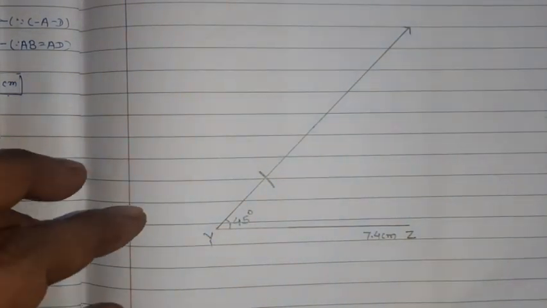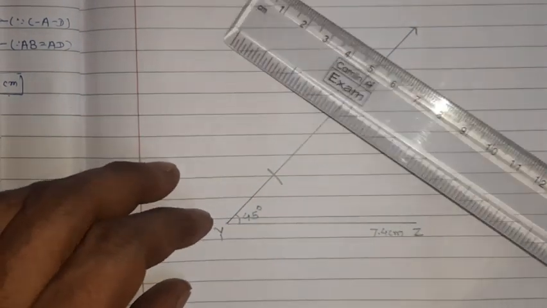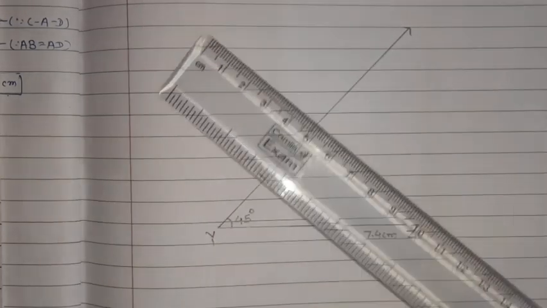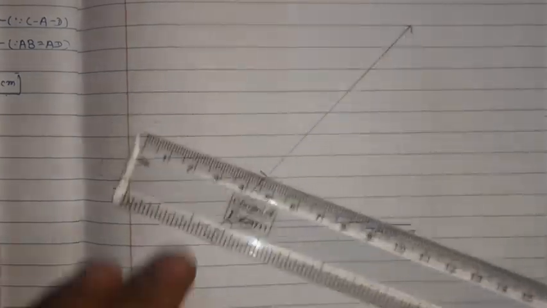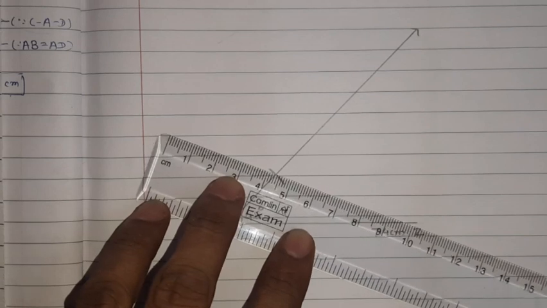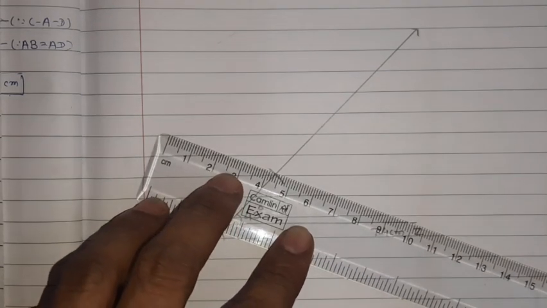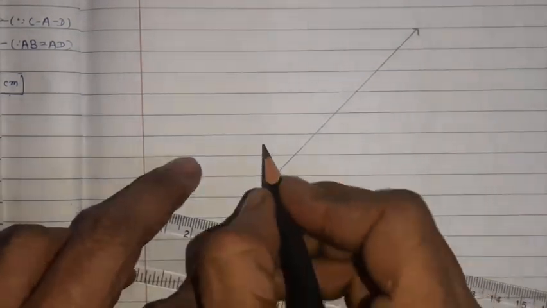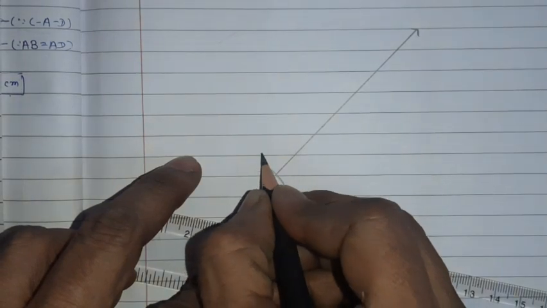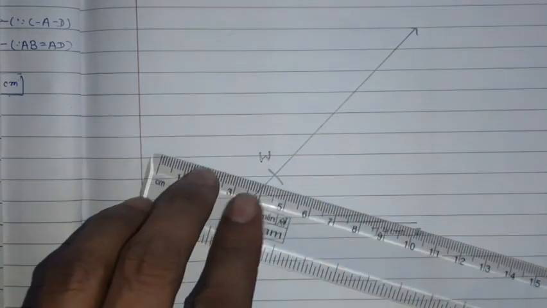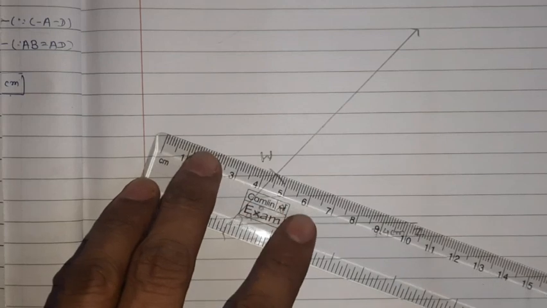And dear student, join this. We have to join this with Z. See dear student, we have to give a name other than X. We can write here W, then join this W with this Z.